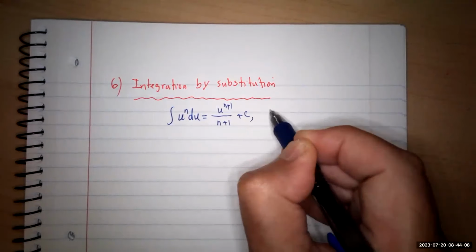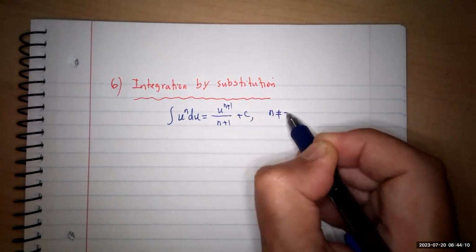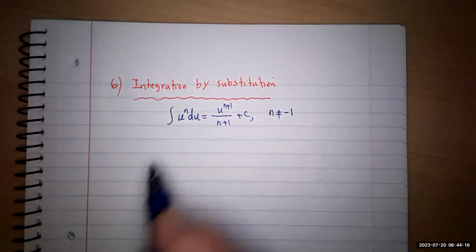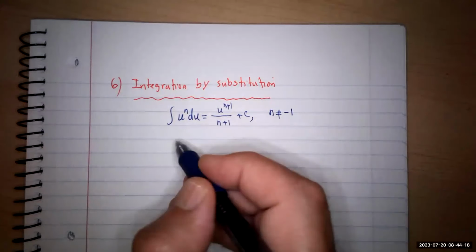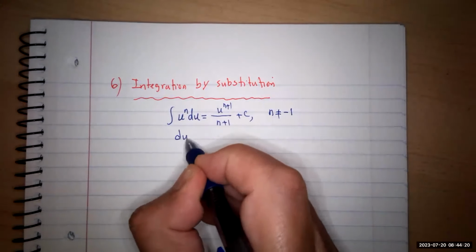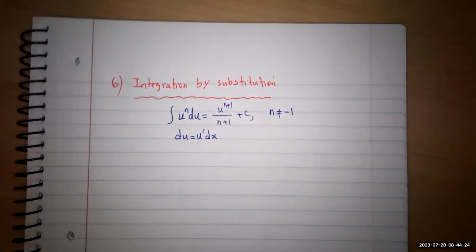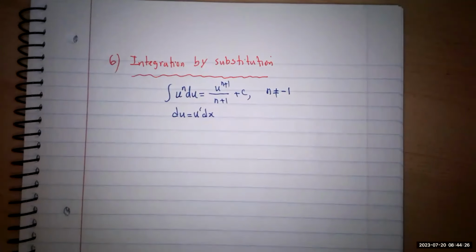Again, n cannot be equal to -1, but that's going to be next week when we get to the final. That gives us the natural log. In the substitution method, du is going to be u prime dx. You see, this is what you have to know. You are going to use the substitution u for whatever is inside the parentheses. You call it u. So you always end up with u to the n.